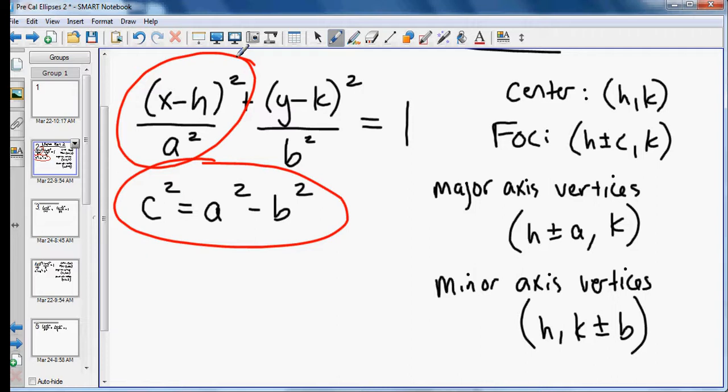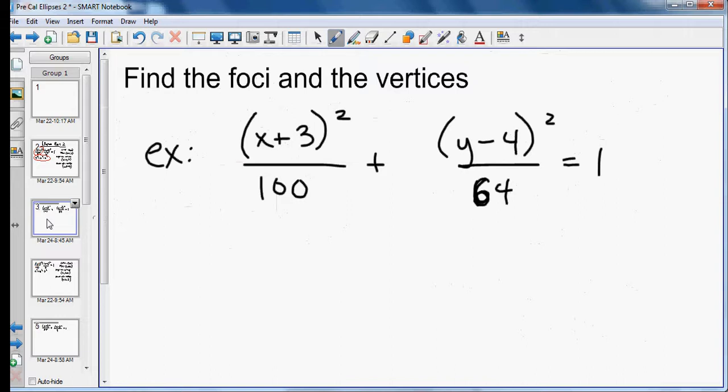Okay, so this is asking us to find the foci and the vertices. It says the vertices, that's talking about all 4 of them. There's 2 for the major axis and 2 for the minor axis. They don't ask for the center, but like I talked about, the center is what's going to be the starting point for all of these. So we're going to start by finding the center.